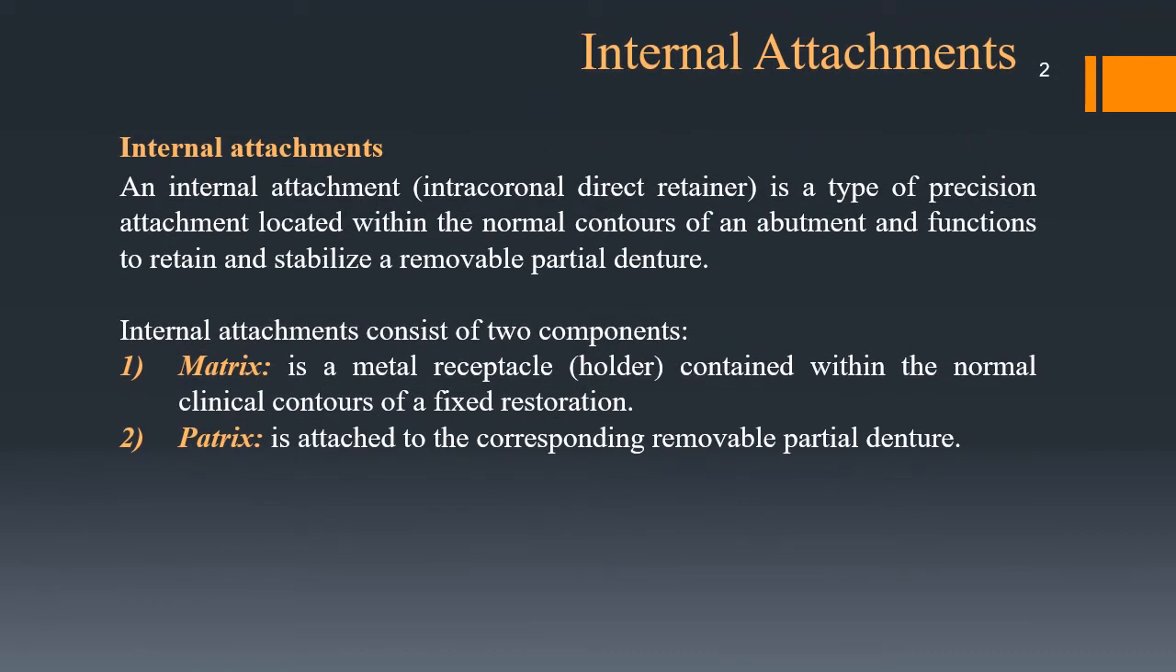Internal attachments are also known as intracoronal direct retainers, and they're a type of precision attachment located within the normal contours of an abutment and function to retain and stabilize a movable partial denture. Internal attachments consist of two components, the matrix and the patrix. The matrix is a metal receptacle contained within the normal clinical contours of a fixed restoration. The patrix is attached to the corresponding removable partial denture.